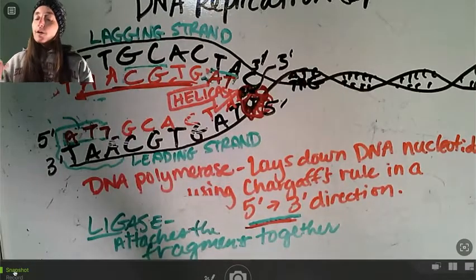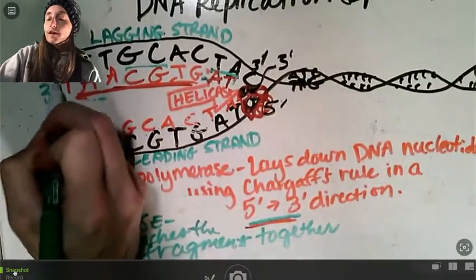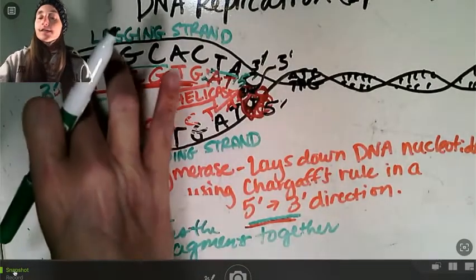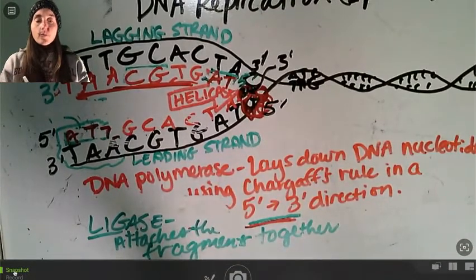Okay. Oh, I didn't label this one. So if this is 5' to 3', then the new one that's being made is actually going to run 3' to 5'. Okay, and then you can see if this continues to go all the way down, you're going to end up with identical DNA.